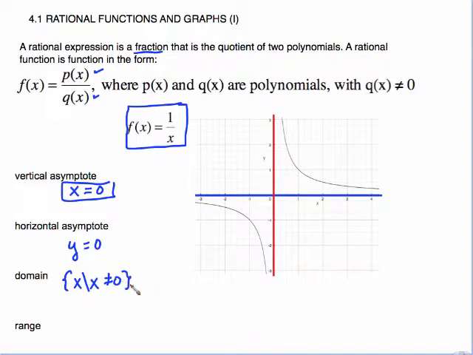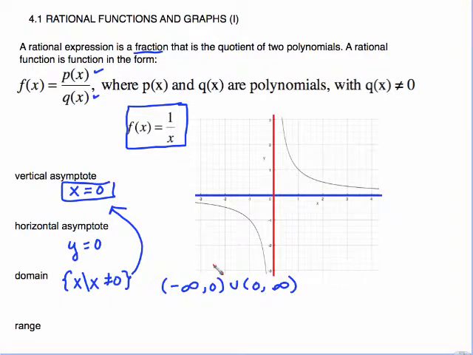I write it this way first because I want you to see the relationship between the vertical asymptote and the domain. And for some people, having it written this way makes it easier to come up with the interval notation. So this is saying your domain is all x's except 0. So that means we come in from negative infinity to 0, union with 0 to infinity.